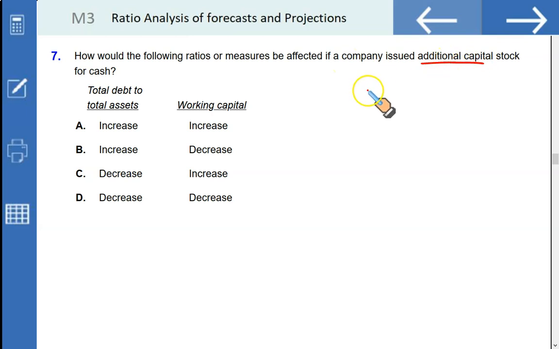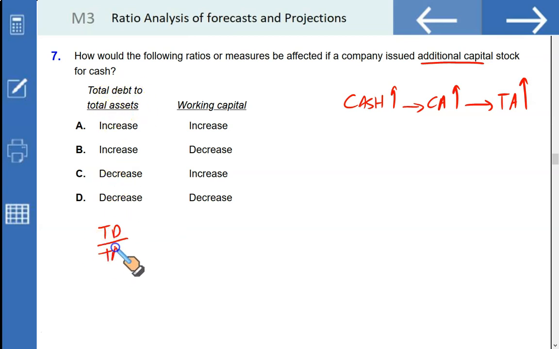When additional capital stock was issued for cash, that means cash balance goes up, which means your current assets go up, which means your total assets go up, right? Total debt to total assets: since your total assets are going up, the denominator is increasing, that will cause the ratio to fall.